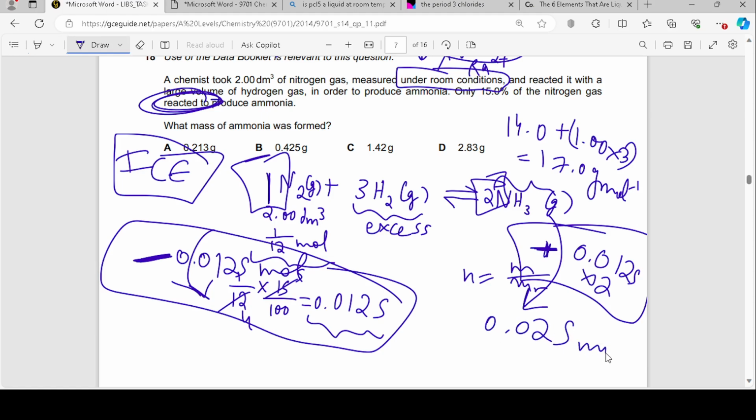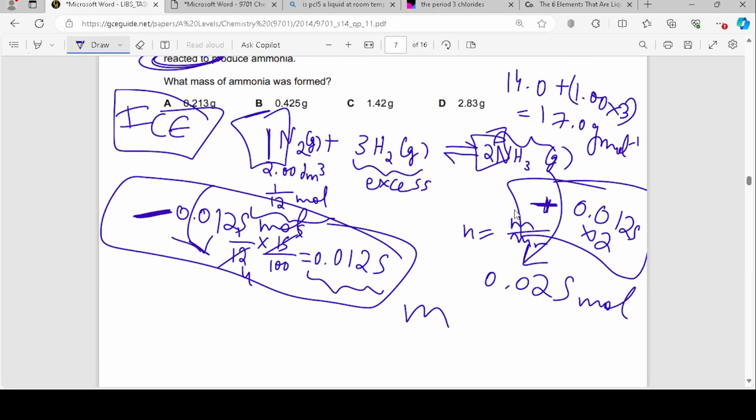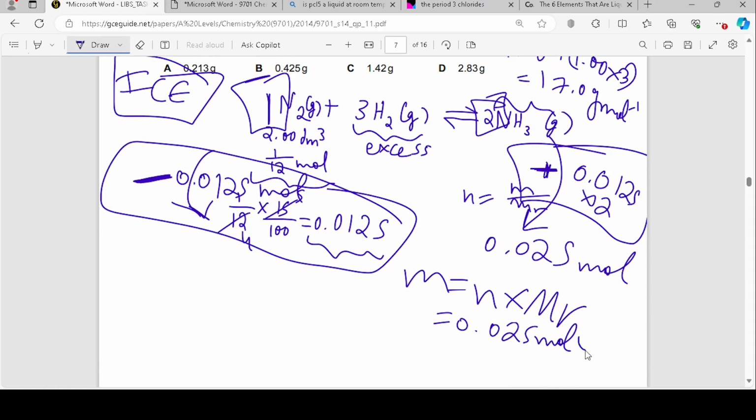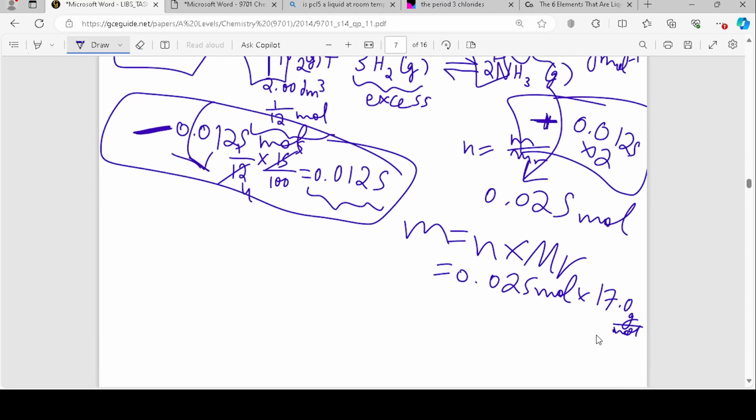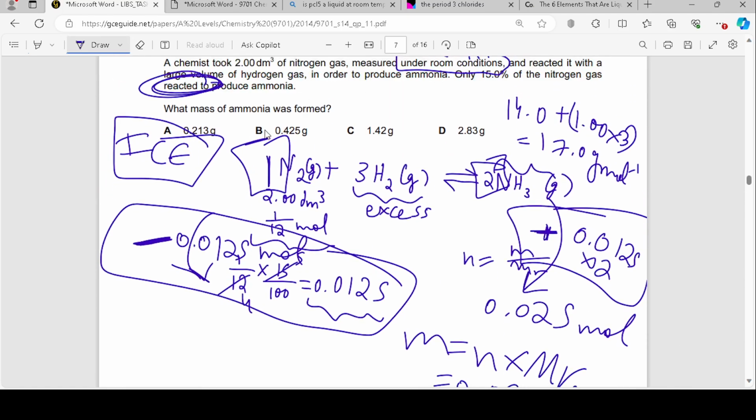So 0.0125 times 2 is 0.025 moles of ammonia. Then I want to find the mass because that's what the question asks. So m equals n times Mr. I make it 0.025 moles multiplied by 17.0 grams per mole. Such a beautiful handwriting, I know. And you find this answer comes out to be 0.425 grams. All right, I'll check the options now, and I do have 0.425 grams, which is great. So that should be my answer. Okay, now let us go to the next question.